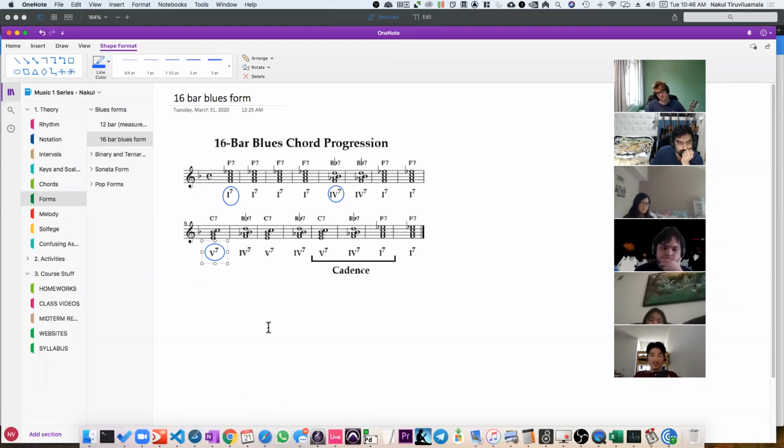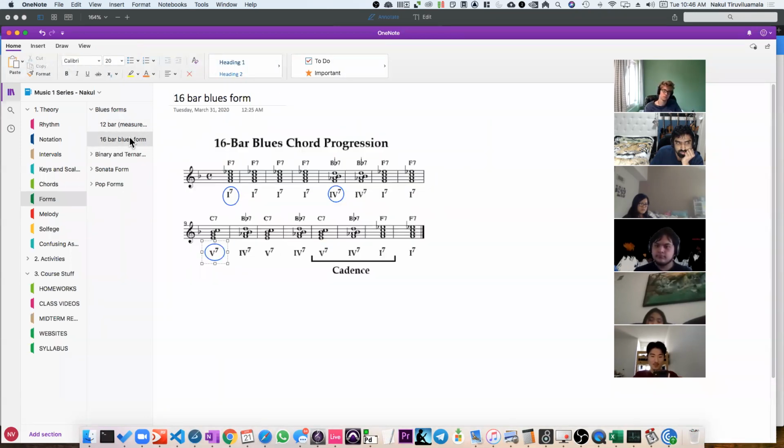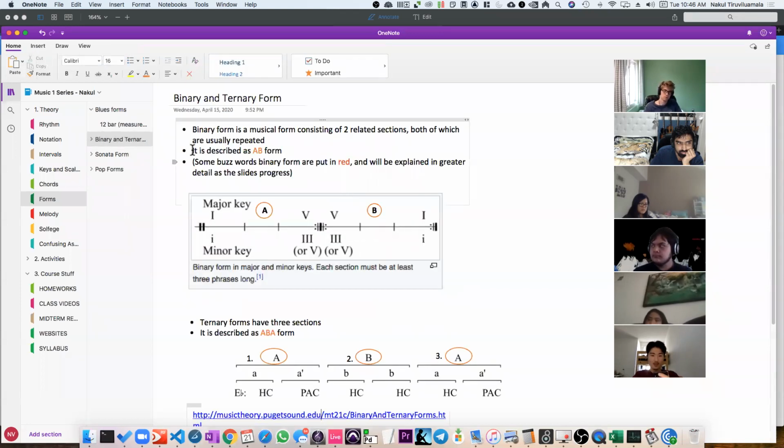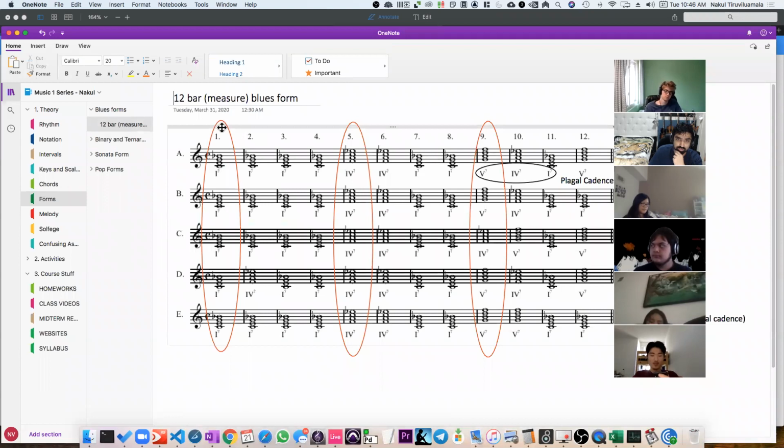A 16-bar blues chord progression. This isn't as common of a chord progression as the regular 12-bar blues form. So I will say this: I'm just going to get rid of it. I don't want to confuse you guys anymore.